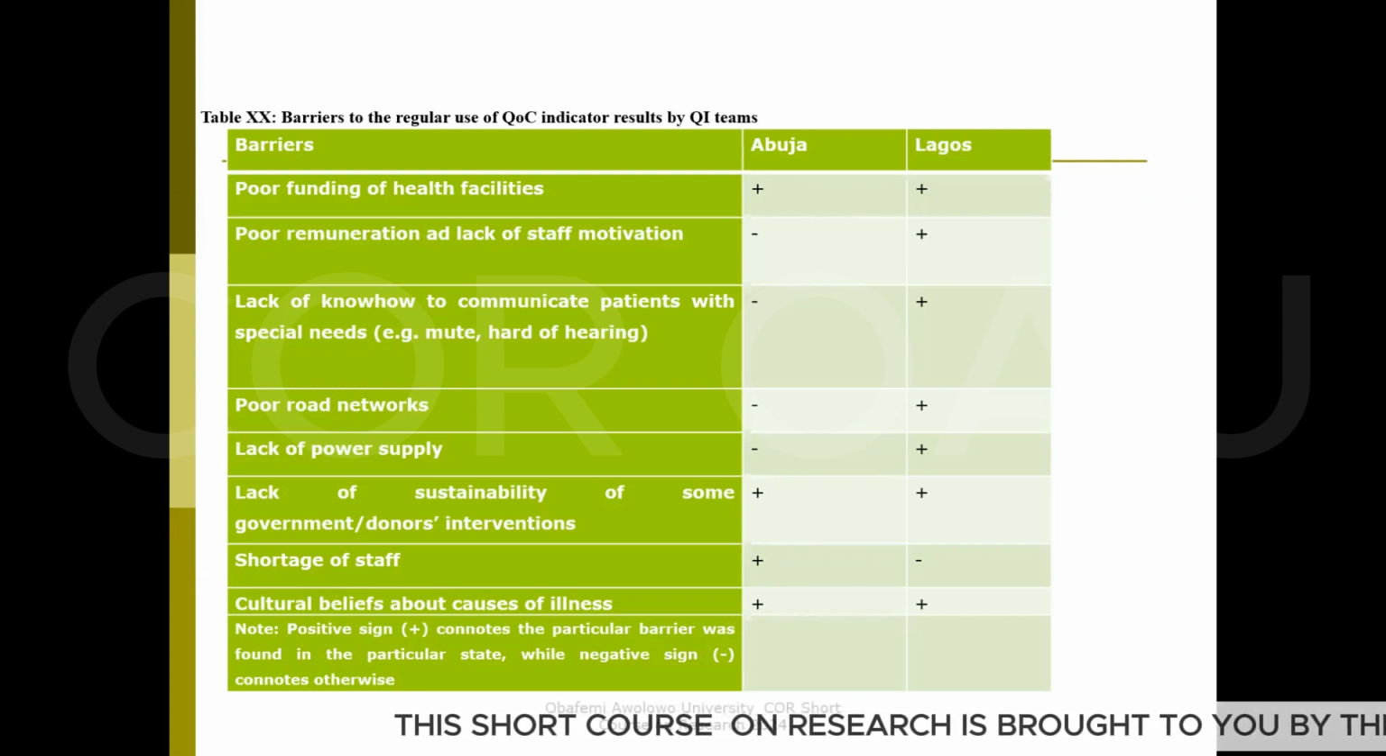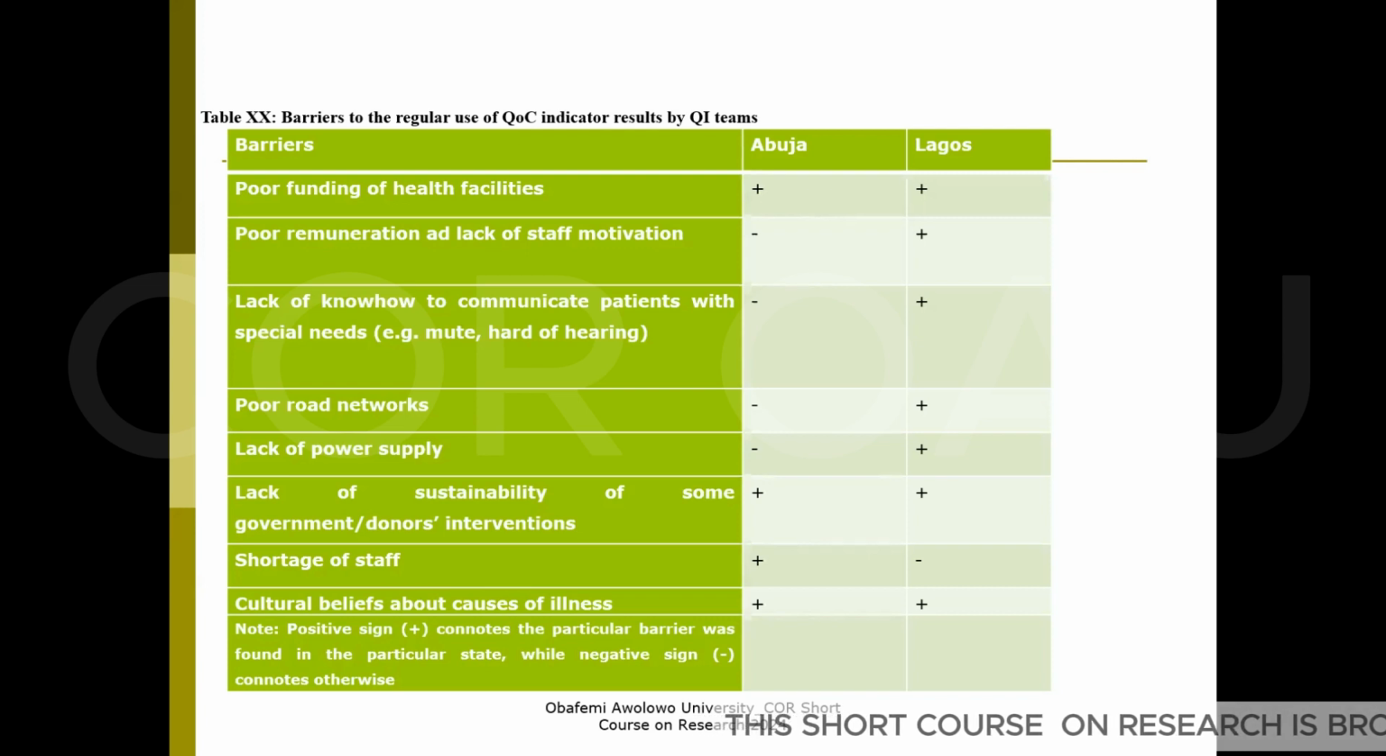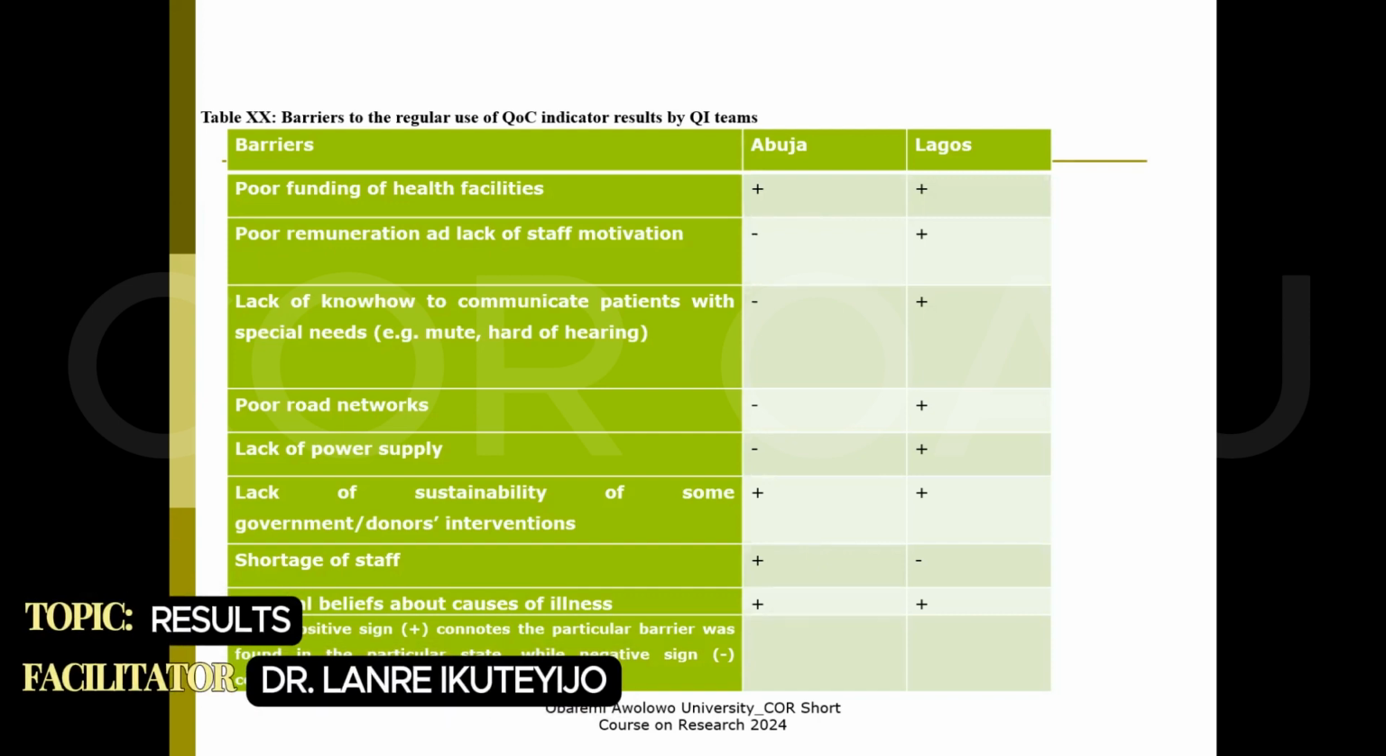respondents. So you could see where you have a plus, according to the legend, the notes. The plus sign connotes particular barriers found in this particular state, while the negative sign connotes otherwise. So that's what we mean by legend. I'll be talking about legend later. A legend is to explain. Every graph has a legend. Every table has a legend, particularly when you are using signs like plus, symbols that you need to explain.